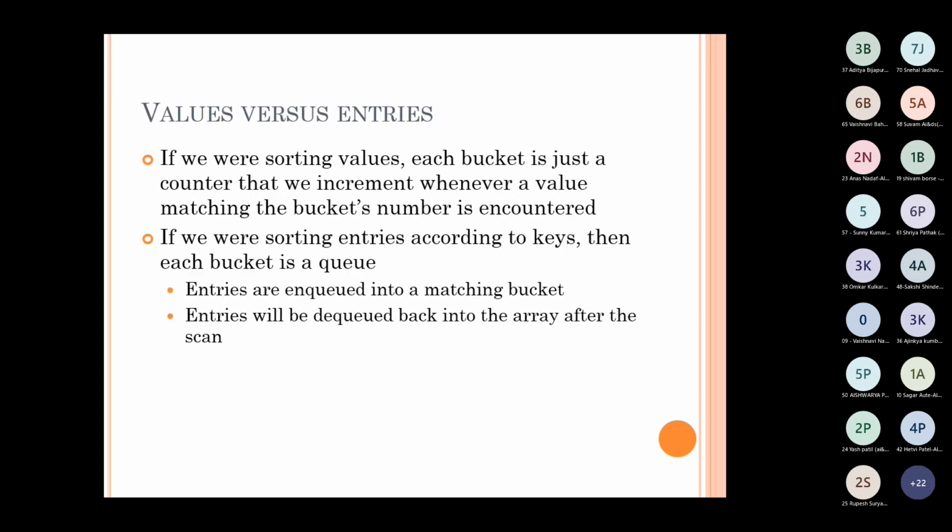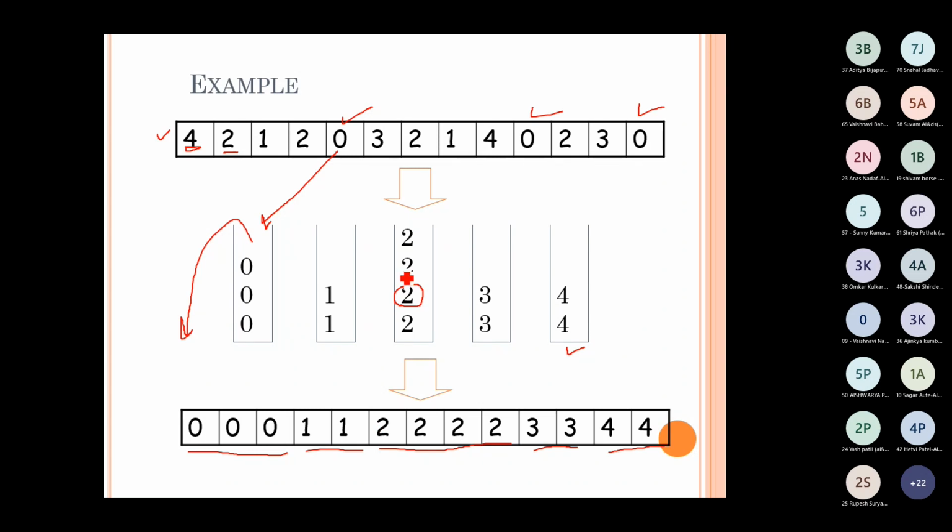Now values versus entries. If we were sorting the values, obviously we want to sort the values which are given in the input array. Each bucket is just a counter that we can increment whenever a value matches that bucket number. Now, how can this be achieved in programming? If it is bucket number 2, how many twos I am going to put in it, I will get to know once I finish this complete input. So I cannot initialize it beforehand, right? And the content has the same value everywhere, so there is no use of putting the same value again and again in that bucket.